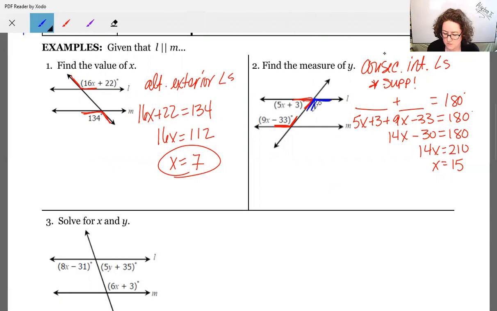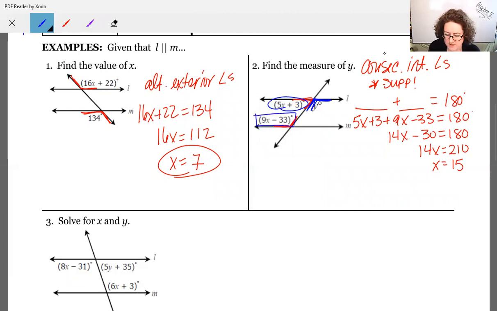So what if we knew one of the other angles? Well, let's go ahead and plug into this 5x plus 3. Why do you think I'm picking that one? Well, 5x plus 3 is adjacent to angle y. And actually, if I add those together, those would make 180. Is there another way that I might be able to do this that would be a little bit more straightforward?